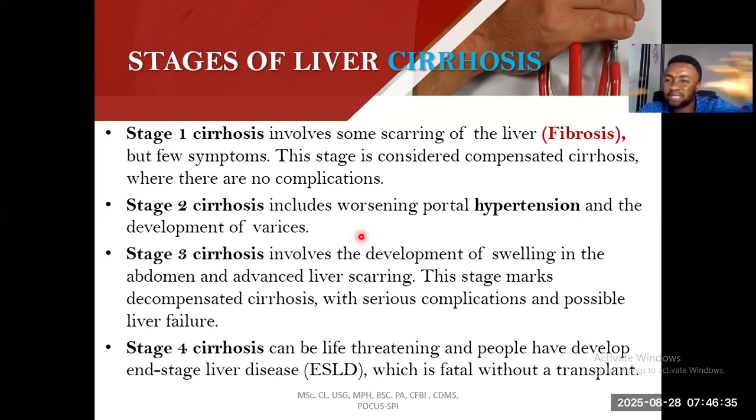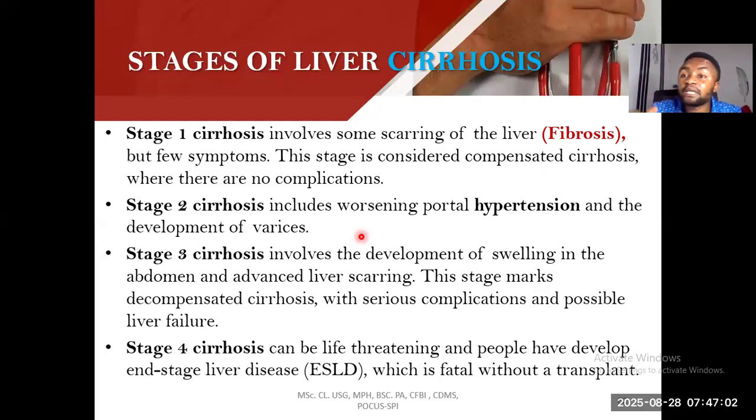Diameter is just the cavity of the portal vein, and that should be less than 15 mm. But the velocity is the speed of the blood flow. So for that one, you use Doppler. When you measure, it should be 12 centimeters per second to 20 centimeters per second. That's the normal. But if it comes below 12, it is portal hypertension. Then you have gotten into stage 2.